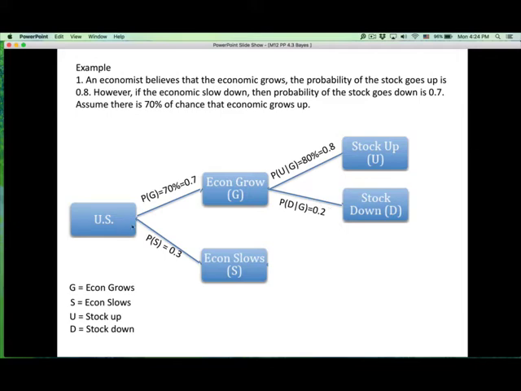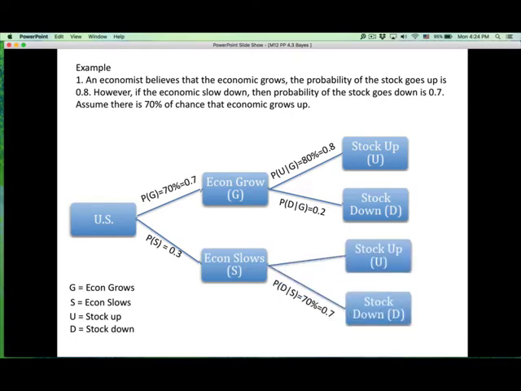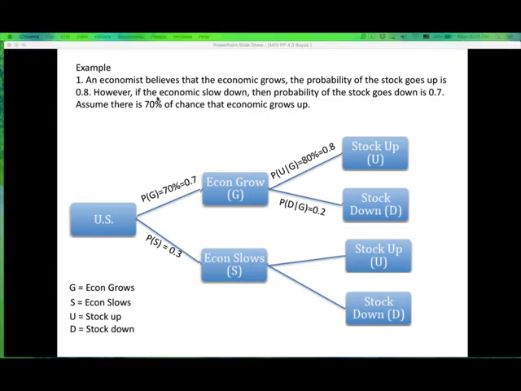Okay, if the situation is economic slowdown, then the stock can also go up or go down, right? Goes up or goes down here. And then we have, if the economy slows down, then the probability of the stock going down is 0.7. Okay, similar to the previous one here. This is conditional probability. We have the probability that the stock goes down is equal to 0.7 under the situation that the economy slows.